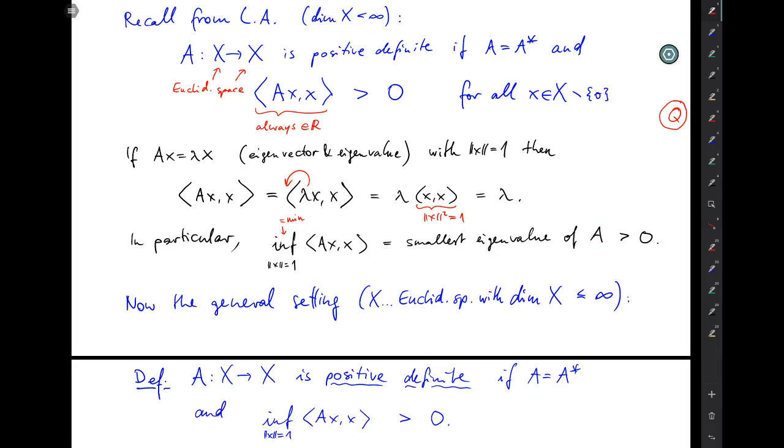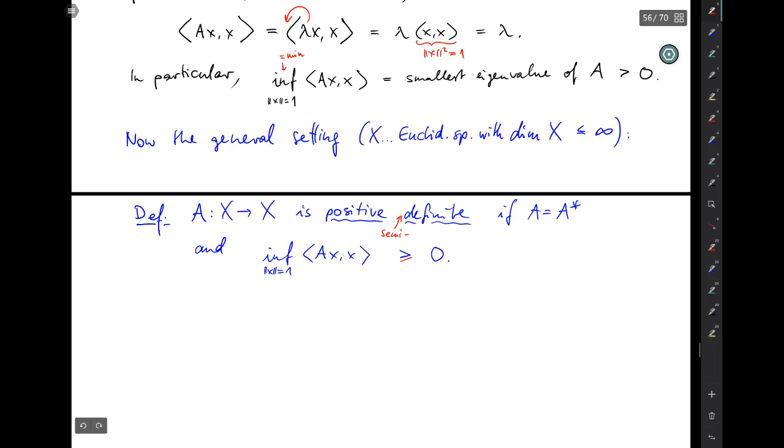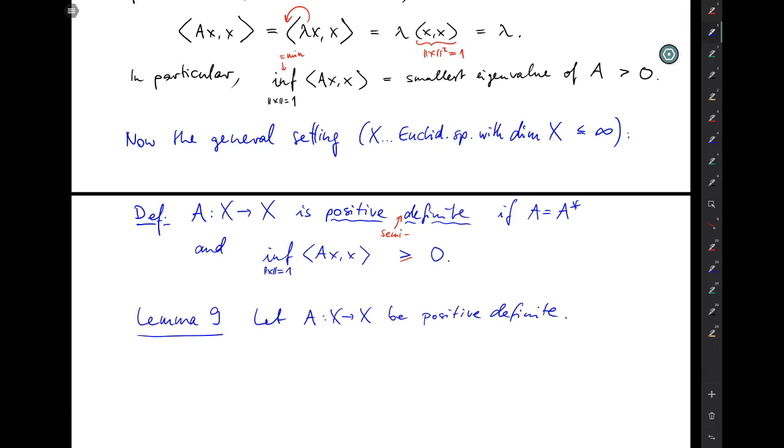In case you're also allowing equality here, then you speak of positive semi-definite operators. And here's a little lemma. Let A be positive definite. Then statement A: the scalar product of Ax, x is greater than or equal to little c times norm x squared. And this holds for all little x's in our space X, where little c is the infimum that we're talking about here in the definition.